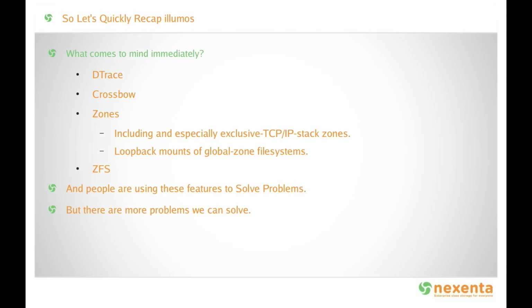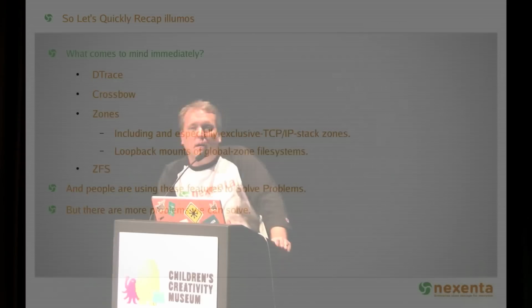So quickly recap Illumos. Most everybody here knows what that entails. Some people online might not. Just to remember, what comes to mind when you think about Illumos immediately? You think about DTrace, you think about Crossbow, something we haven't seen a lot in the commercial side of Illumos right now, except in deployments, but nobody's been pushing that up to the front and center.